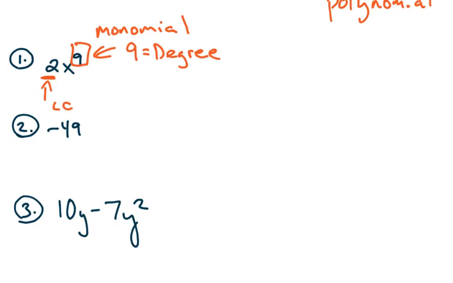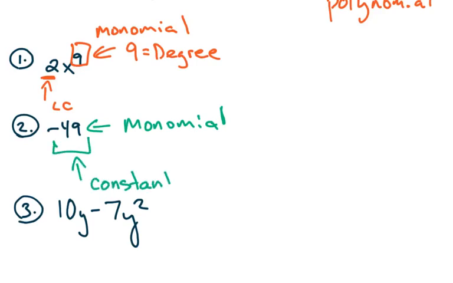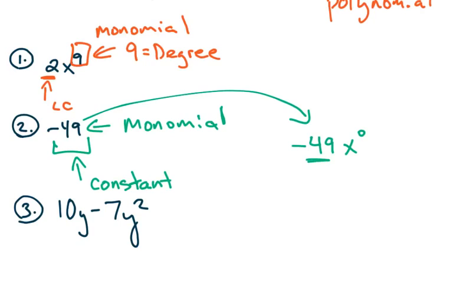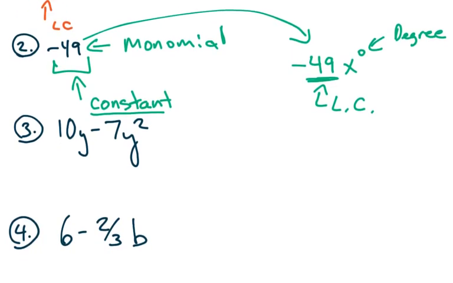Again, this is going to be a monomial because there's only one term. When it's just a number, it's called a constant. How you interpret this can mean a lot. I think our book just says it's a constant and that's it. But we could technically interpret this as negative 49x to the 0. If I interpret it this way, this would be my leading coefficient and the degree would be 0. But I believe the book calls it just a constant, so I'll accept either.